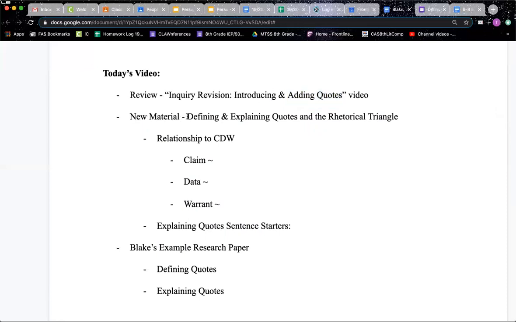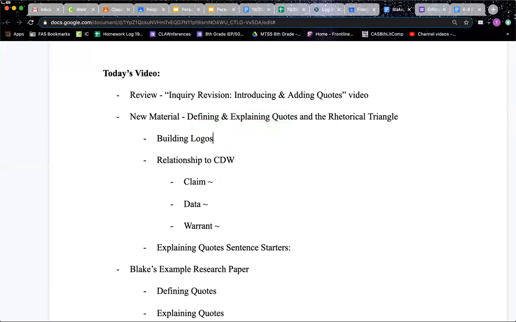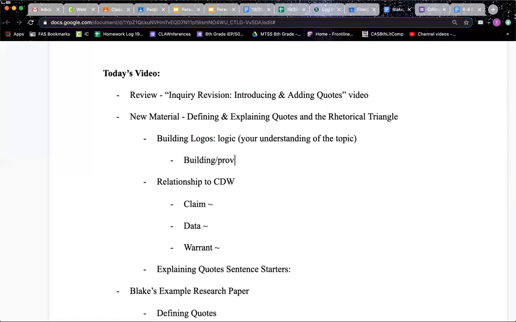Here's the new material. When it comes to defining a quote, looking at academic terms and explaining them in a way that your audience can understand, or explaining the meaning of a quote, the thing that you're really doing is that you're building logos. Again, logos just means logic, because what you are doing is you're showing your understanding of the topic. So you've already built a little bit of ethos by introducing your quote. And when you use logos to explain the logic, hey, this is what it means. Hey, this is why it's important. You end up also building or proving your, I'm going to put that in italics, ethos.